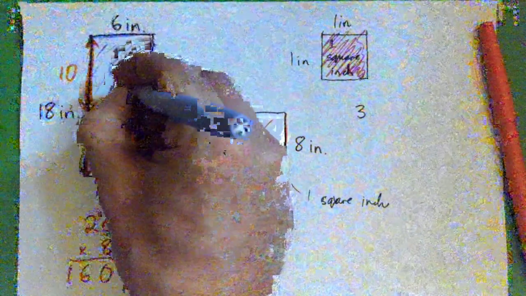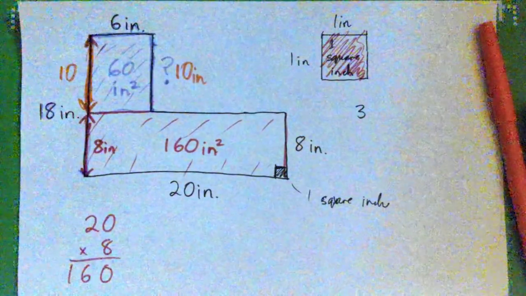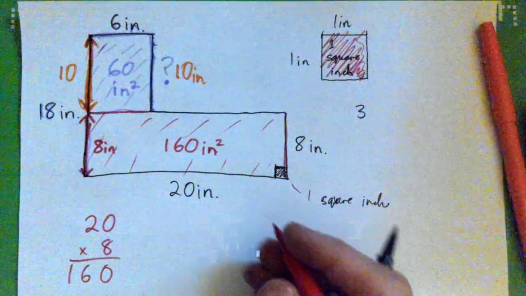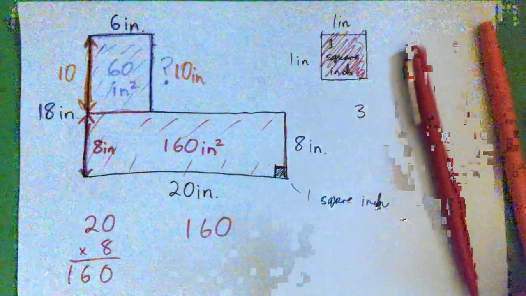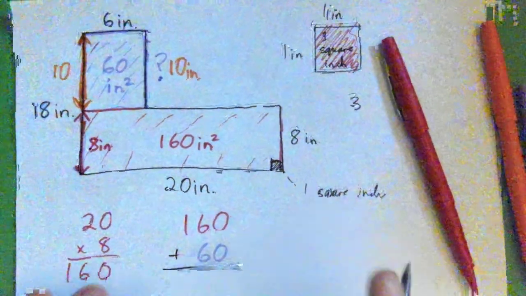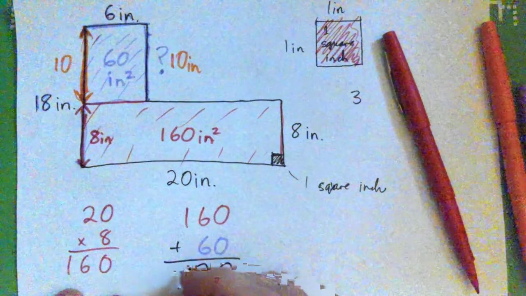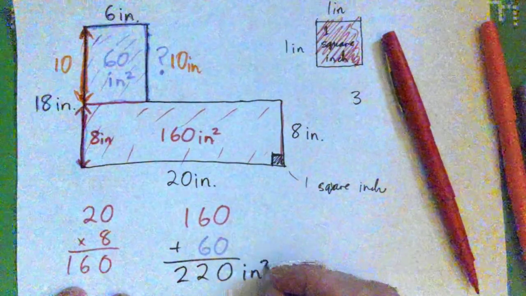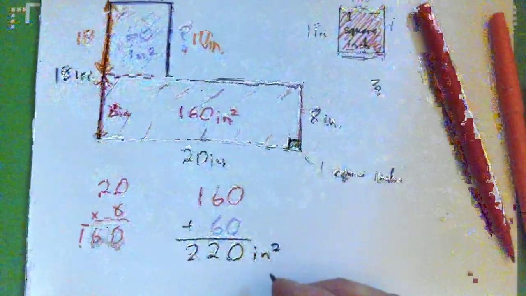I know everyone seems to get stuck on this every term, but come on now, I know you all can do this. If this is 18 and that's 8, then this has to be 10 inches. Make sense? Alright. So if that's 6 and that's 10, this is 60 square inches. Then if we add our 160 square inches with our 60 square inches, we get the total area: 220 square inches.